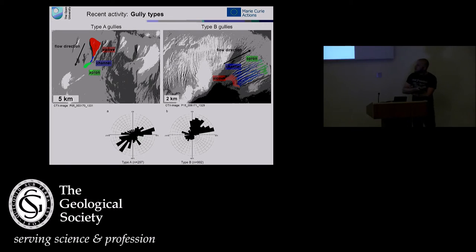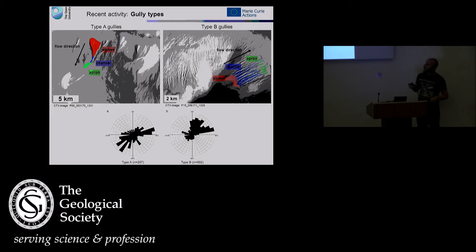What we first observed was that we have two different types of gullies in this area. I named them type A gullies and type B gullies. The type A gullies look like classical gullies with a very large alcove, a small transportation channel, and an apron. On the other side, we have the type B gullies. They look older or more degraded. The alcoves are grown together, we have very long transportation channels, and the aprons are very hard to see.